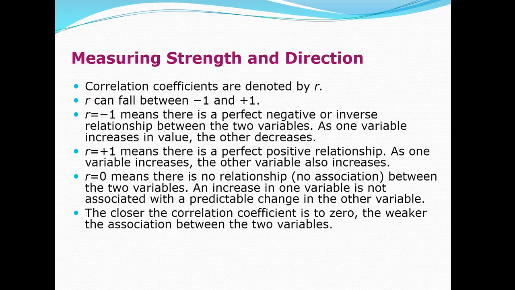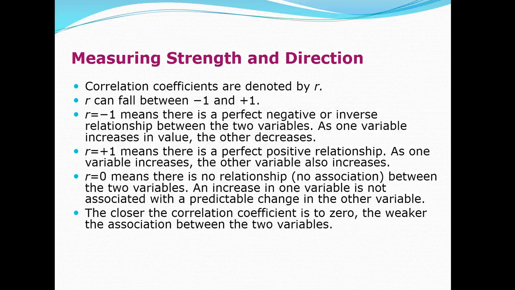Where they are when it's -1, it means that there is a perfect negative or inverse relationship between the two variables. Putting it in another way, it means that as one variable increases in value, the other variable decreases, because that is what you call a negative or inverse relationship. Well, what about if the R is +1? Well, that means that there is a perfect positive relationship. Simply put, if one variable increases, the other variable also increases because there is a perfect positive relationship.